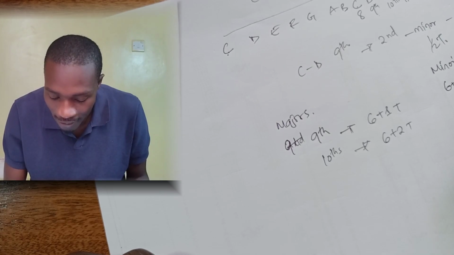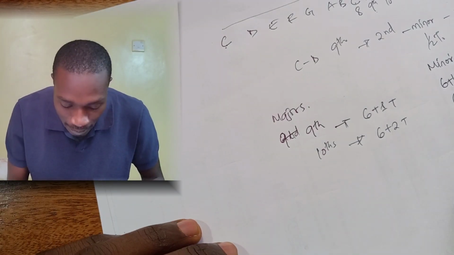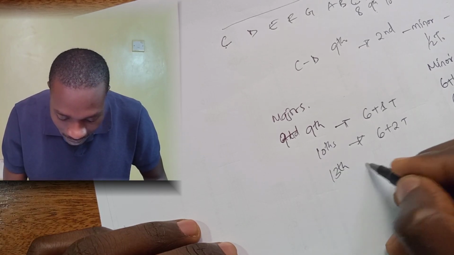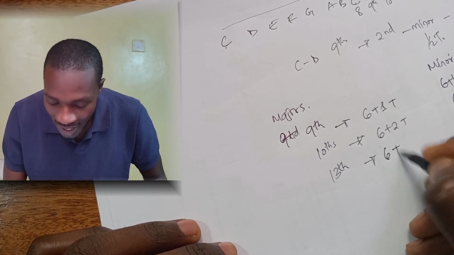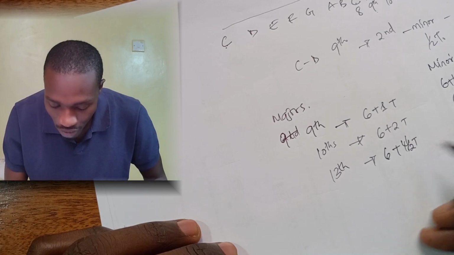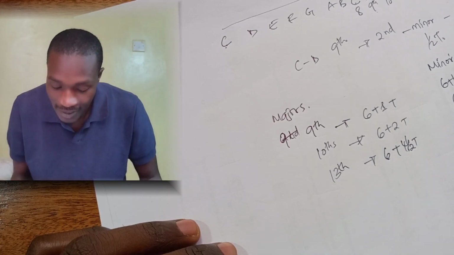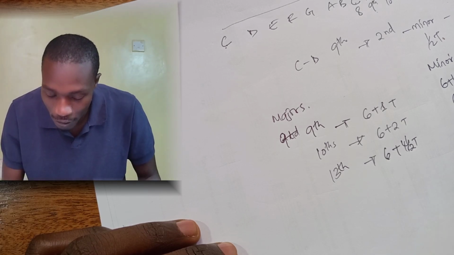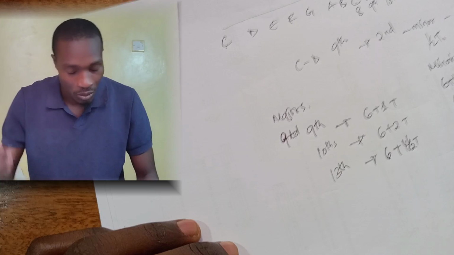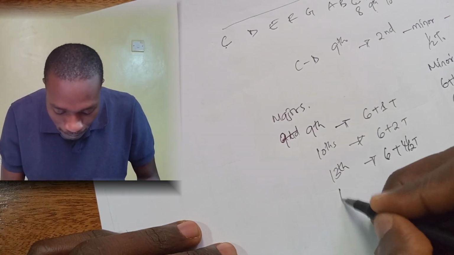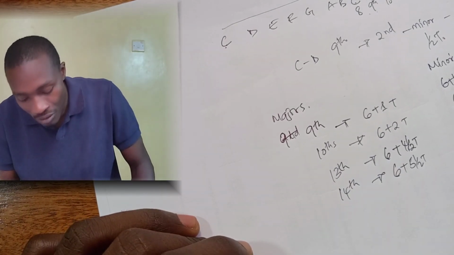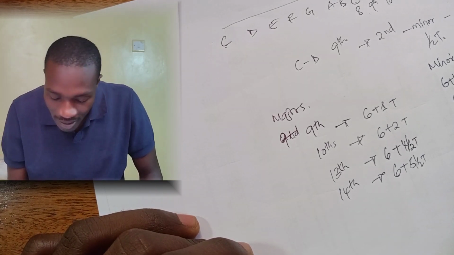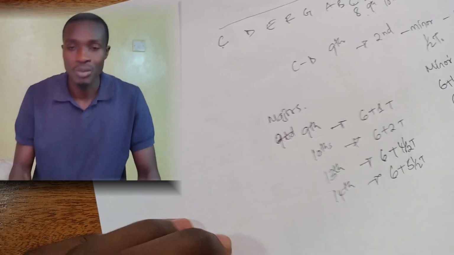Major tenth is going to give you 6 plus 2 tones, and minor tenth is going to give you 6 plus 1.5 tones. Other majors and minors, for example, major 13th is going to give you 6 plus 4.5 tones, which is 10.5 tones. And then we also have minor 13th, which is going to be 6 plus 4 tones. Then we also have major 14th. Now 6 plus 5.5 tones will give you a major 14th. And then a minor 14th will be 6 plus 5 tones, which is 11.